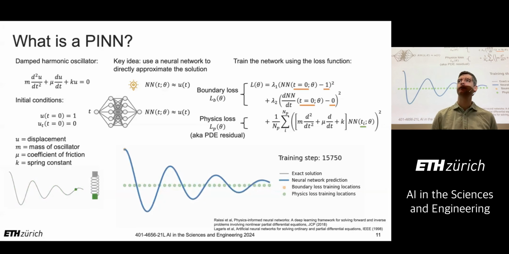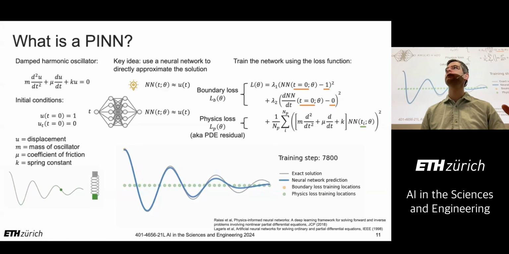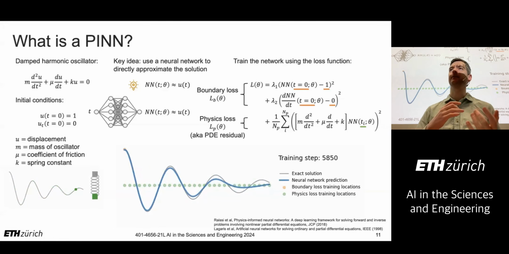We're going to talk next lecture about extensions of PINNs. Physics-informed neural networks is an entire research field, and there's a lot of clever ways to make them generalize better, to speed them up, to improve their limitations. So I'll talk about this.